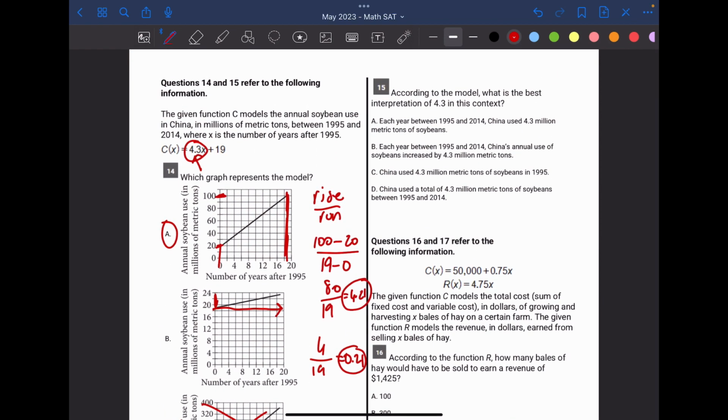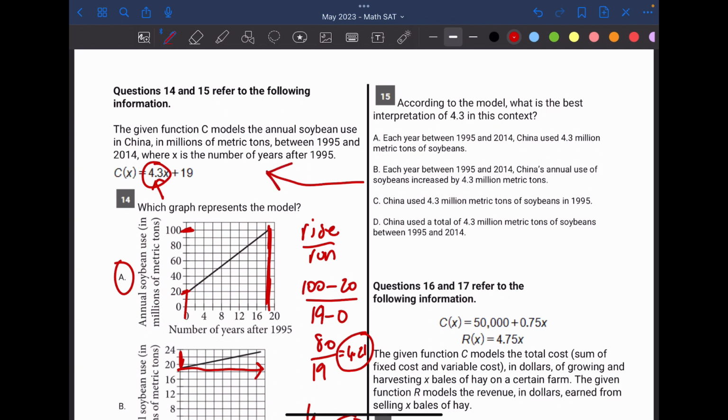That's pretty much it. Question 15 also depends on this information, but it says, according to the model, what is the best interpretation of 4.3 in this context? So basically it's asking you what 4.3 tells you in English, not in math. We all know it's a slope because y is equal to mx plus b and m is a slope, but what does it tell you in actual English, like real life information?